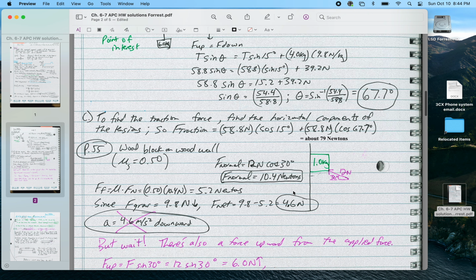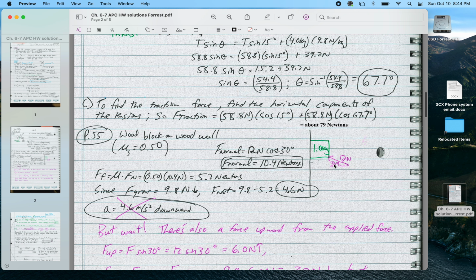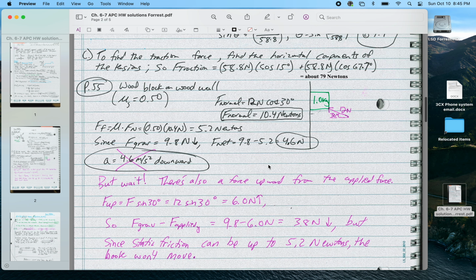Okay, P55, you've got the wall, you've got the force pushing upward and to the left, so that's causing a normal force as well as an upward force. The normal force is the 12 cosine 30 degrees, 10.4 newtons. The upward component is going to be 6.0 newtons. I had initially forgotten to do that. The friction force is mu times the normal force, so that's 5.2 newtons.